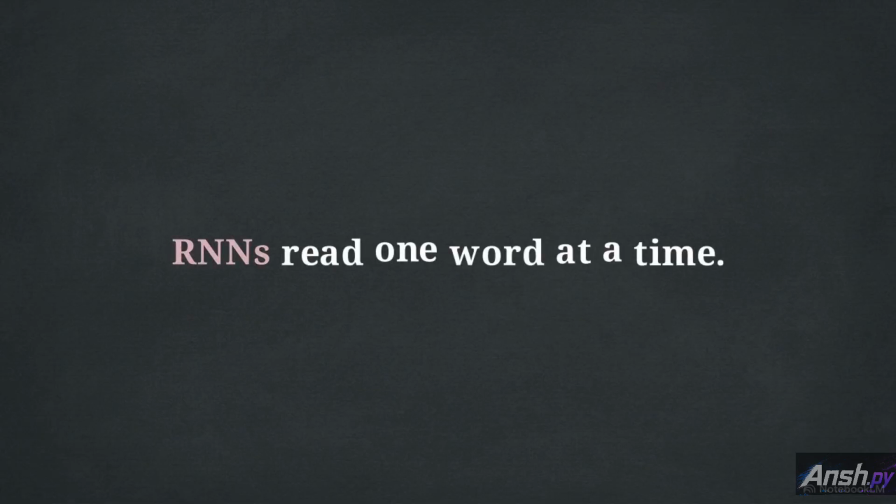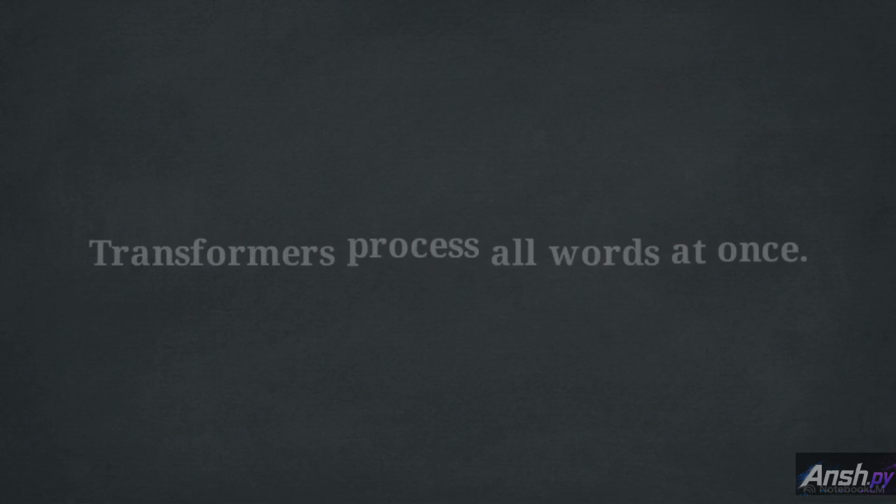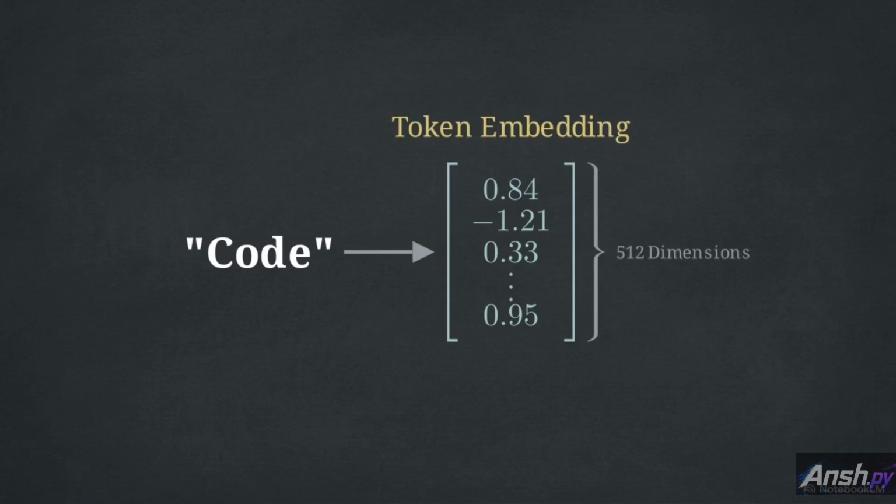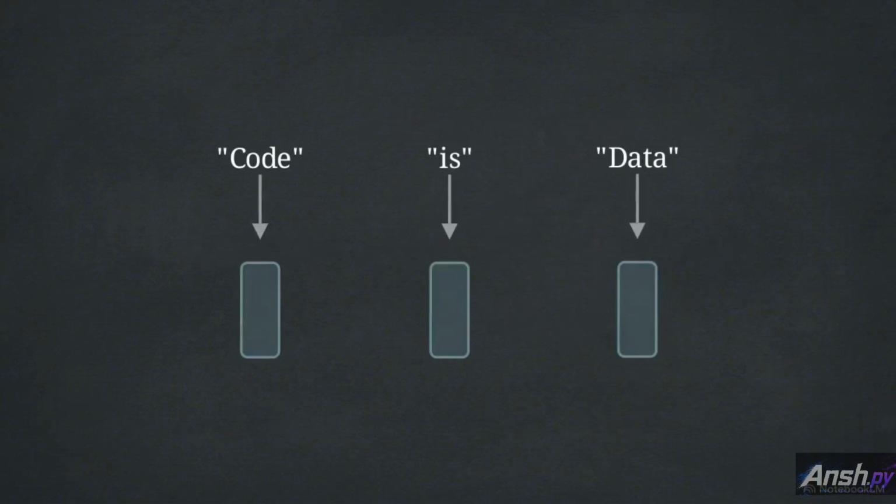Older language models like RNNs read text the way we do, one word at a time, from left to right. Transformers take an entirely different approach. They read the entire sentence all at once. Because computers can't process letters or words, the system first maps every word to a continuous numerical vector of a fixed dimension, often 512 numbers long. We call this a token embedding.